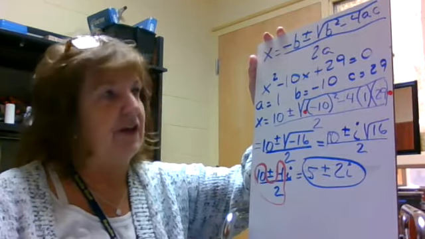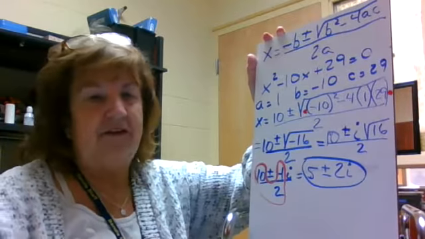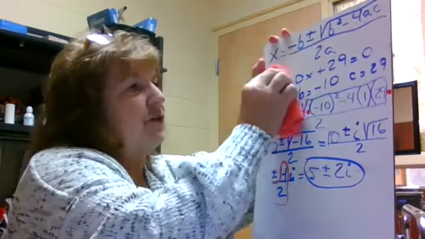Okay, so there's another example of ones that have the negative under the square root sign.